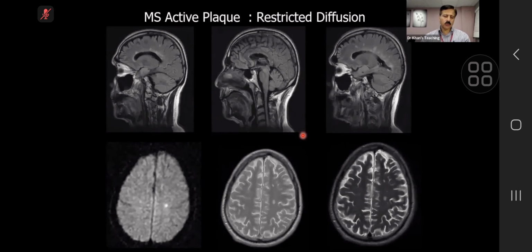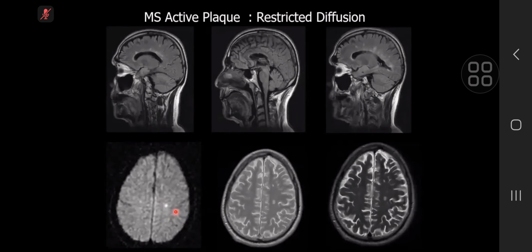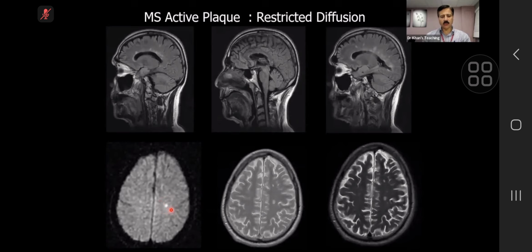Now, just to show you, acute plaques of MS, which we will cover in another session, so I'm not going to go into details. But having said that, I just wanted to show you this. This is a DWI which shows restricted diffusion. The active plaques of MS do not behave like stroke. The ADC changes within one or two days. It changes very fast, but it will be slightly bright on the DWI sequence.